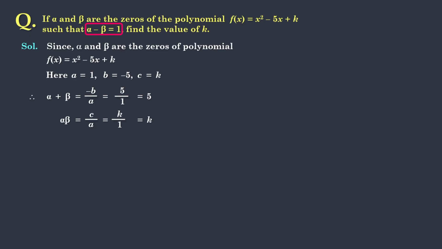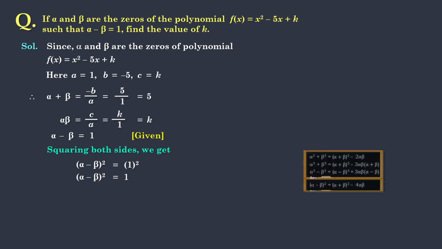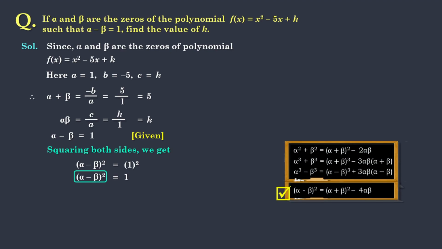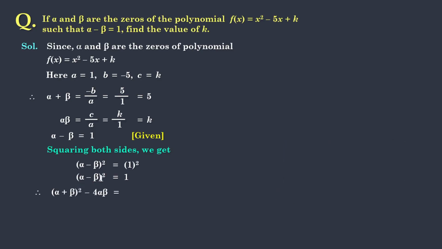Now we use the given condition that alpha minus beta is equal to 1. We square both sides of this equation. When we square alpha minus beta, we use the identity which states that alpha minus beta whole square is equal to the square of alpha plus beta minus 4 times alpha beta. Substituting the known value of alpha plus beta, we get the square of 5 minus 4 times alpha beta equals 1. The square of 5 is 25.